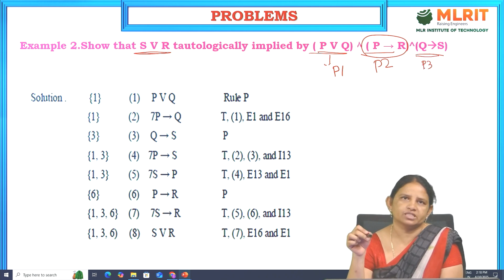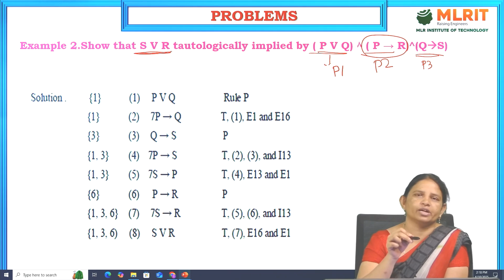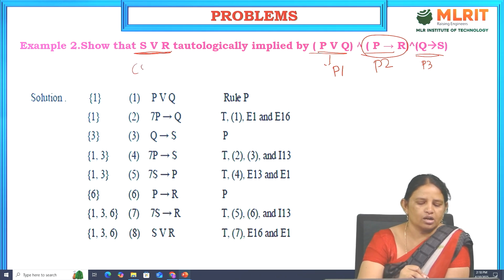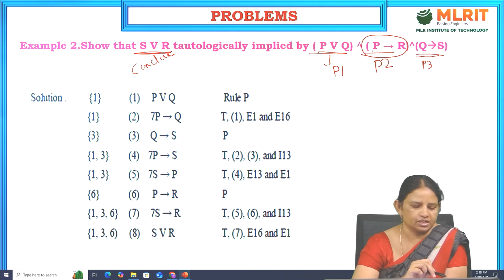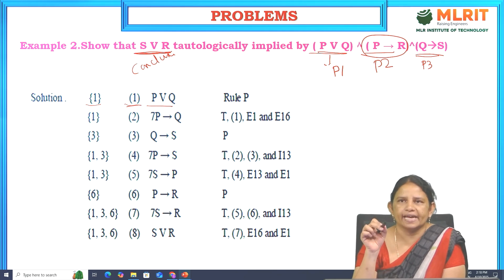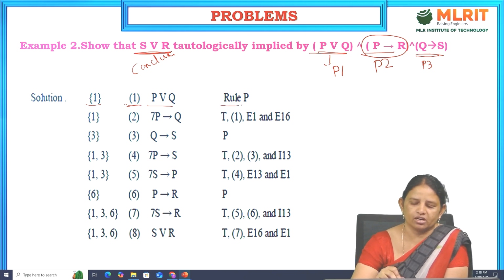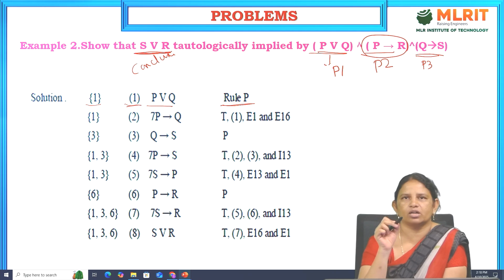From these premises, what are you going to do? We need to derive the conclusion. S or R is the conclusion which is derived from the set of premises. Next, take the step number as 1. Apply the rule number 1, P or Q. P or Q already exists in the set of premises. We can call it rule P.